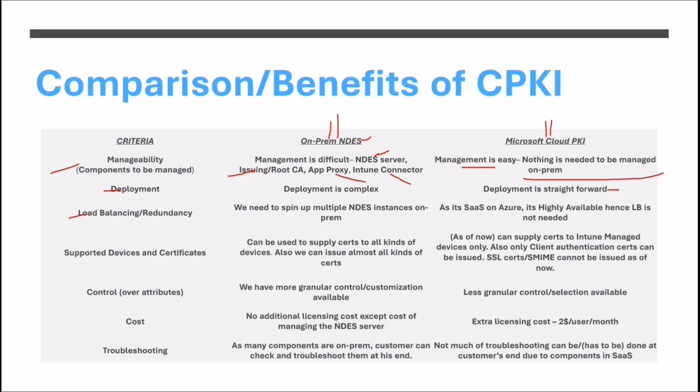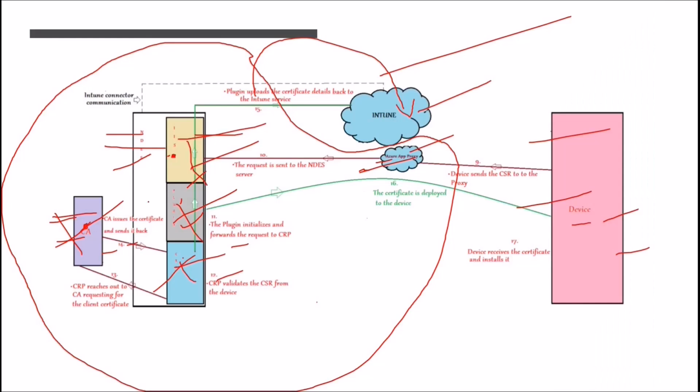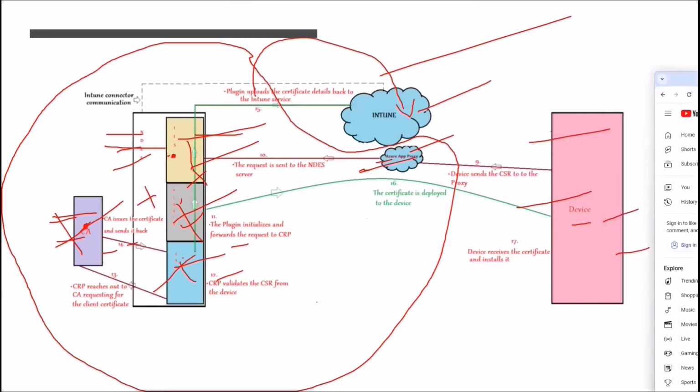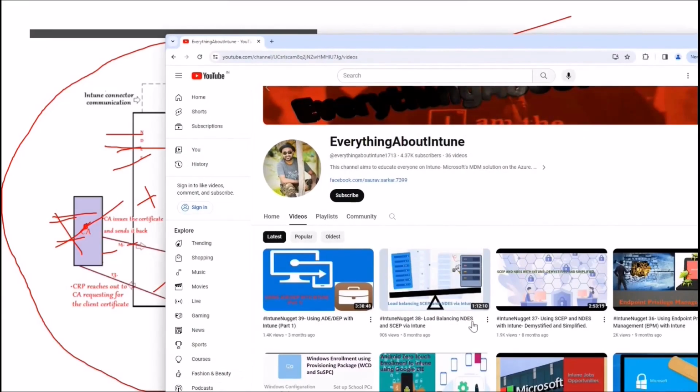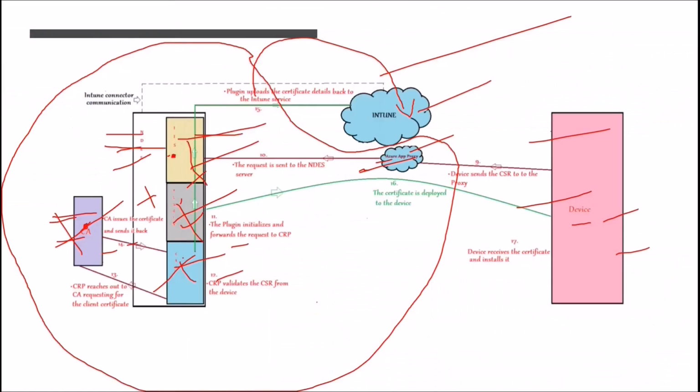Load balancing: in case of on-premise NDES, if you wanted to load balance your NDES, you would have to have multiple NDES instances. Meaning, over here you have only one NDES server. Let's say that you want an instance wherein if this NDES server goes down, the certificate still should be issued. In that case, you would have multiple NDES. I don't want to go into the details of that, but if I show you my channel over here, I have done a dedicated video on load balancing NDES and SCEP via Intune, wherein I have explained how the certificate issuance works if you have two NDES servers.